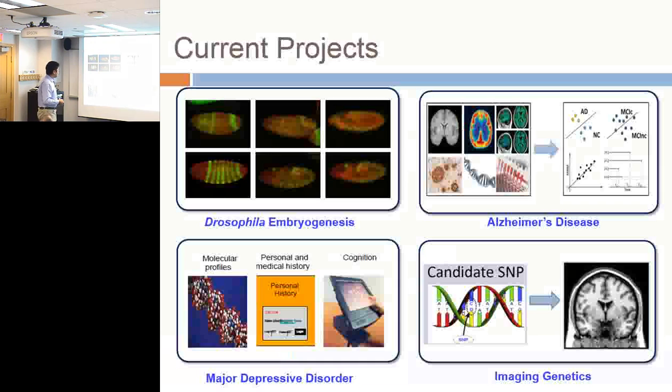Okay, so right now there are many ongoing projects carried out by our group. Here is a list. We have Drosophila embryogenesis, Alzheimer's disease, major depression disorder, and imaging genetics. A common feature of all of those projects is that they all involve huge scale data.